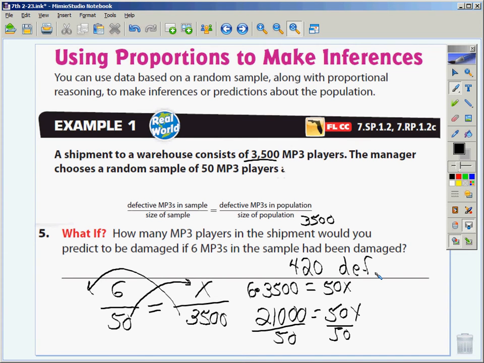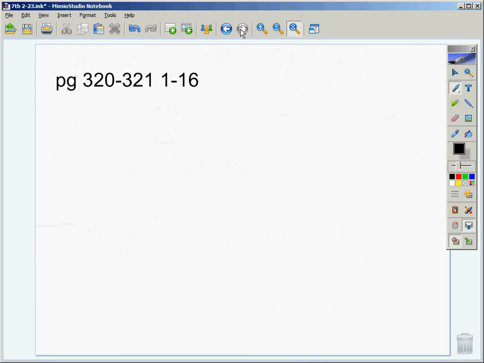Questions? Your assignment today is page 320 and 321, 1 through 16.